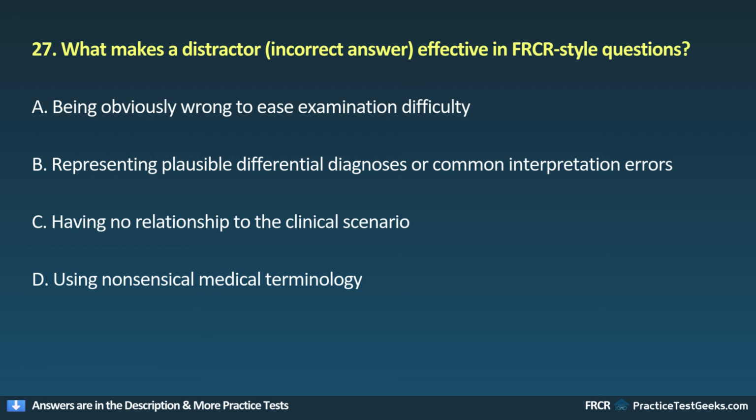27. What makes a distractor incorrect answer effective in FRCR-style questions? A. Being obviously wrong to ease examination difficulty. B. Representing plausible differential diagnoses or common interpretation errors. C. Having no relationship to the clinical scenario. D. Using nonsensical medical terminology.